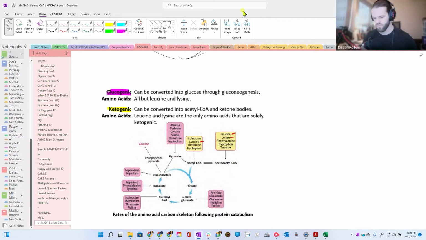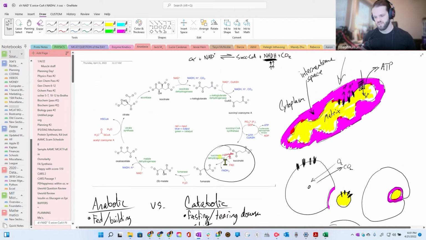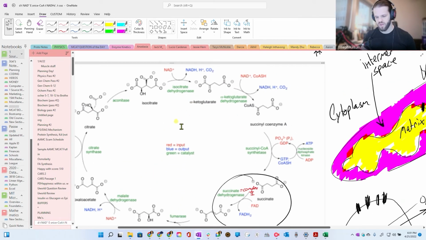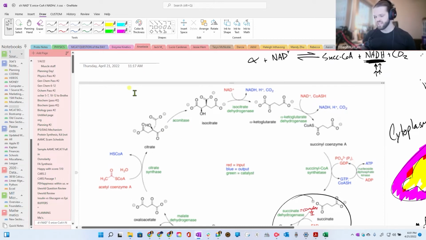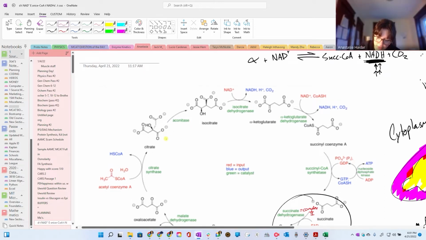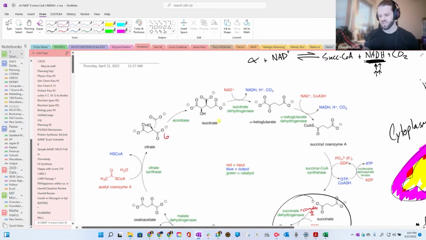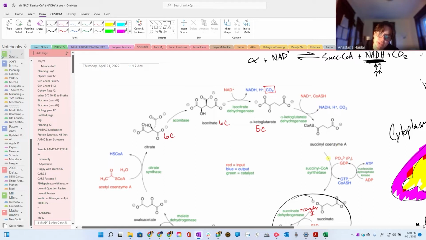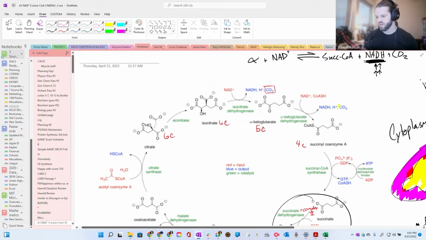So if we scroll back up briefly to the citric acid cycle, when acetyl-CoA comes in, it turns into citrate. Citrate is 6 carbons. Citrate gets turned into isocitrate, also 6 carbons. Then isocitrate gets turned into alpha-ketoglutarate, which is only 5 carbons, because we're getting rid of a CO2. We're losing a carbon, and the same thing happens for the next step, so here we're at 4 carbons. These 2 carbons that leave are the 2 that came in as acetyl-CoA.